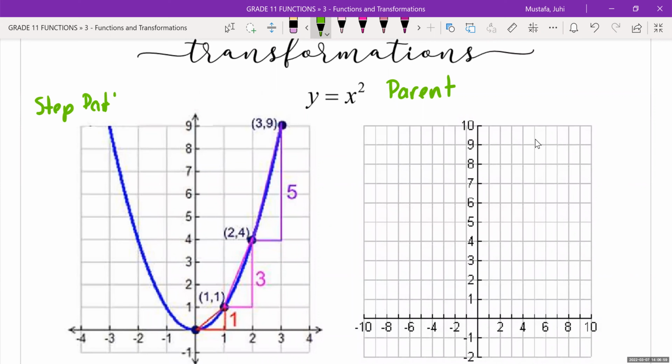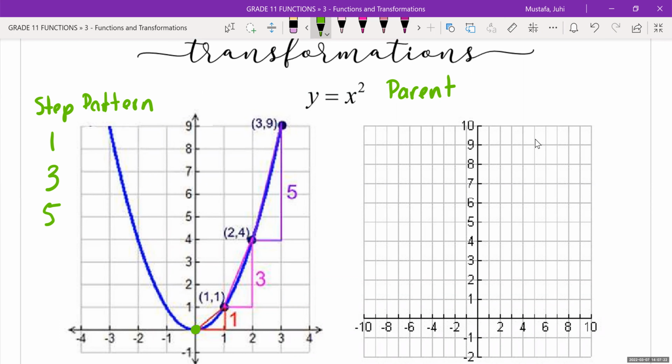Our step pattern for a parabola is: you always start at the vertex, which in the parent function is (0, 0). Then you use the numbers 1, 3, and 5, as demonstrated on the left graph. You go 1 to the right, up 1; 1 to the right, up 3; 1 to the right, up 5. And you do the same thing on the left-hand side. This is how we're going to graph all of our parabolas henceforth.